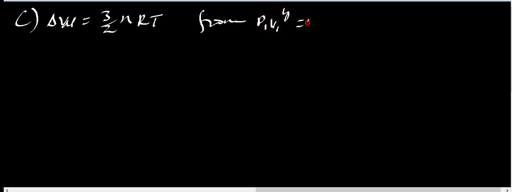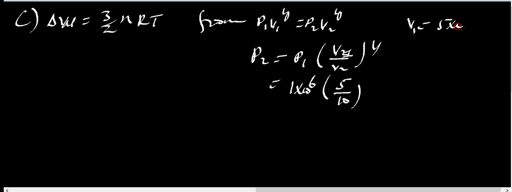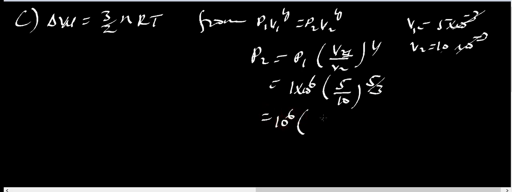P1 V1 gamma equals P2 V2 gamma, what do we have? P2 is equal to P1 into V1 over V2 to the power of gamma. P1 is 1 times 10 to the power of 6, into V1 is 5 times 10 to the power of negative 3 over V2 is 10 times 10 to the power of negative 3, so dividing, 5 over 10 comes. What is the gamma for monatomic? This is 5 over 3.